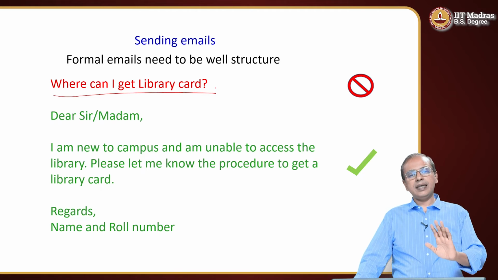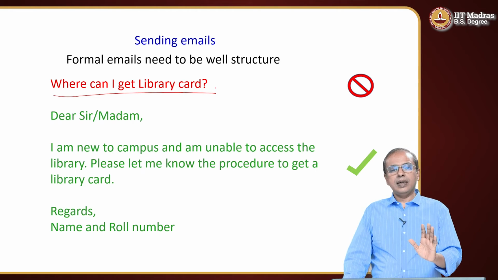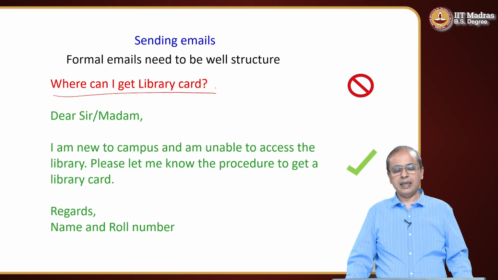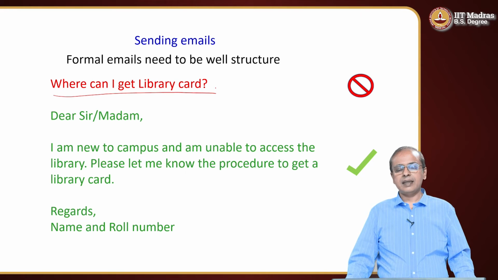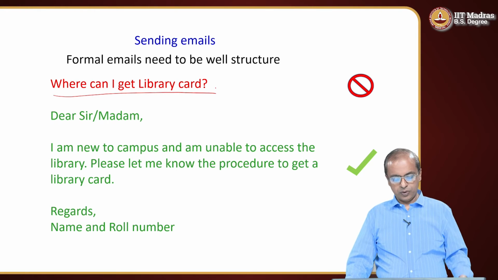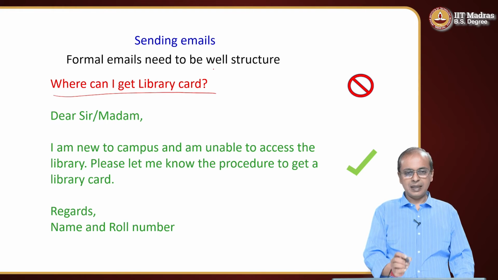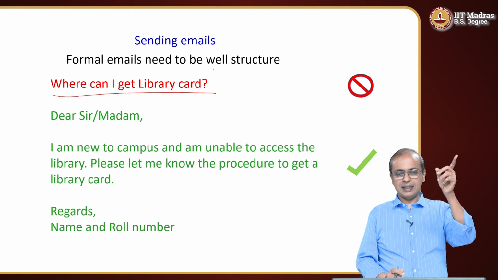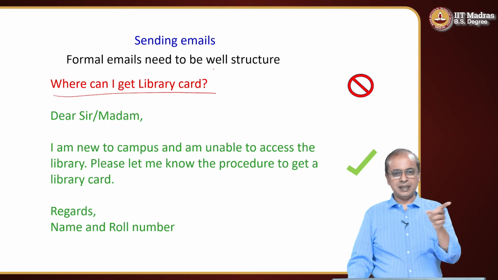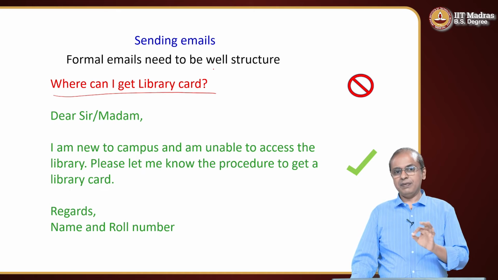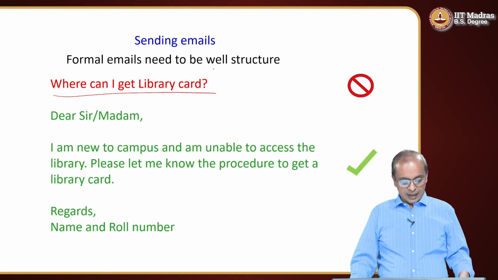Let's say you are writing a message to some higher authority. Let's say you are at a university and you write an email to your dean. You simply write, "Where can I get library card?" That's it. One sentence. The email starts, the to address, the from address, and simply a one line. Nothing else is there. This is a very poor way of writing an email. There has to be some structure.